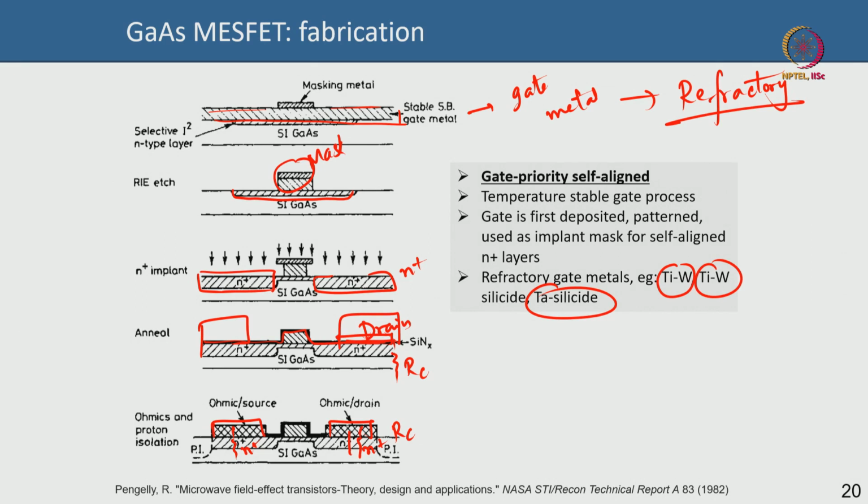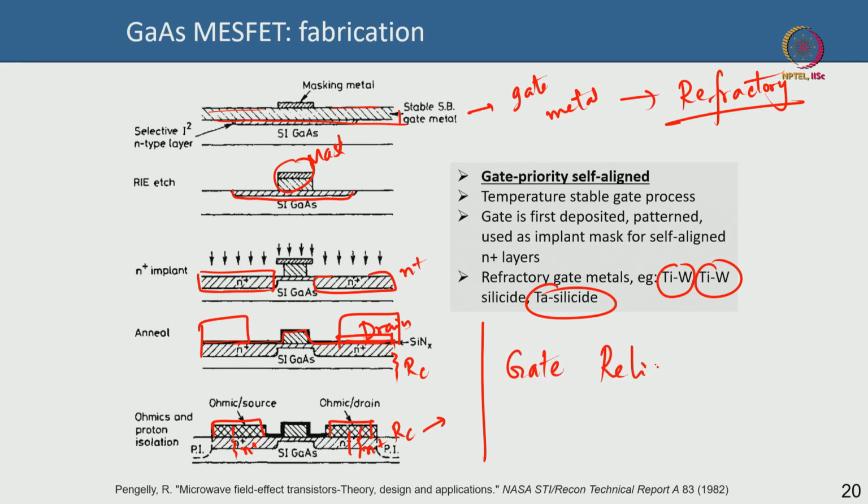Okay. In this case, the high temperature anneal of the ohmic process will not affect the gate, because you are using a gate refractory metal. And you can use the gate metal as the mask in some way for a self aligned process. Another advantage of this kind of refractory, high temperature resistant gate metal is that your gate reliability improves.